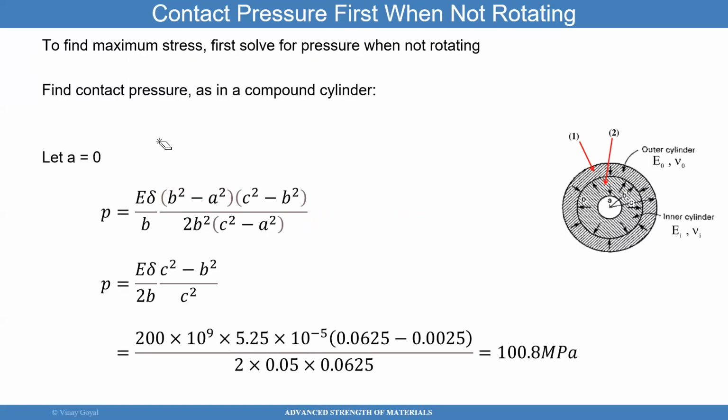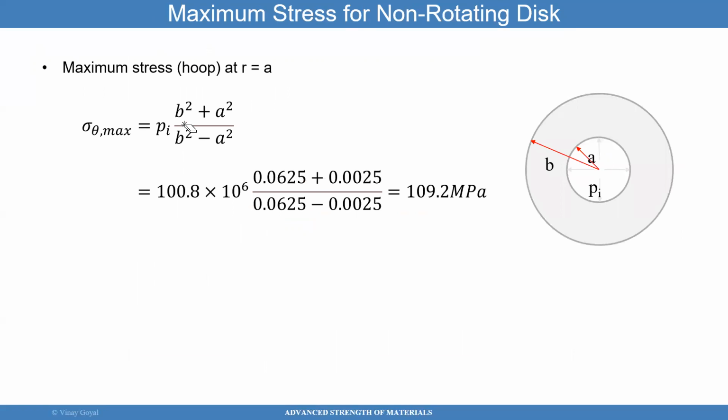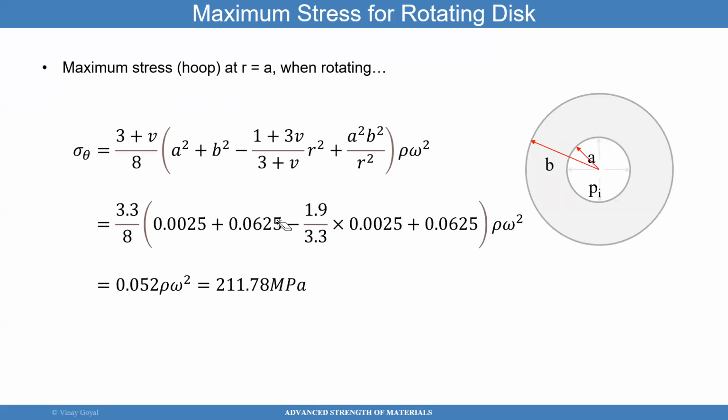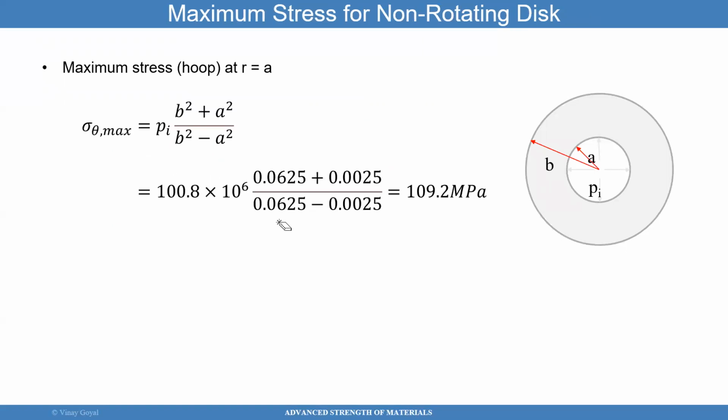I know PI, the pressure, 100.8. Plug it in there. I know B, I know A, calculate the hoop stress. So that's for the non-rotating disc, right? I can then do that for the rotating disc. So this is for the non-rotating disc.